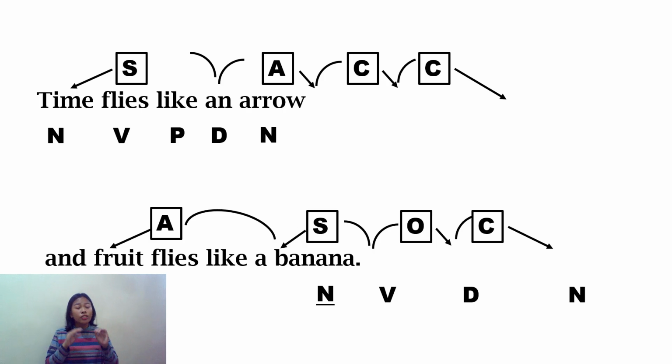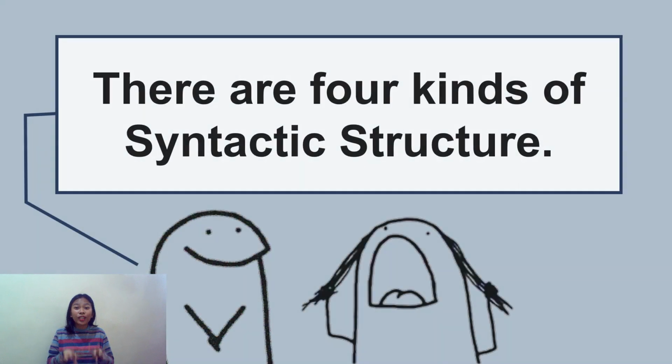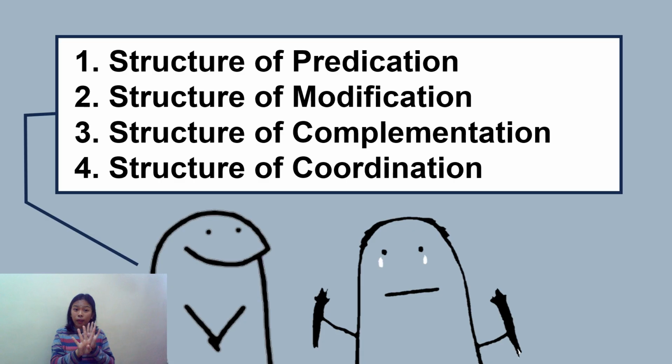Okay. So now there are four kinds of syntactic structure. Ms. Pacaldo has discussed the first one. I am going to discuss the second one, and Ms. Fremore will discuss the third one, and Mr. Abang will discuss the last one.